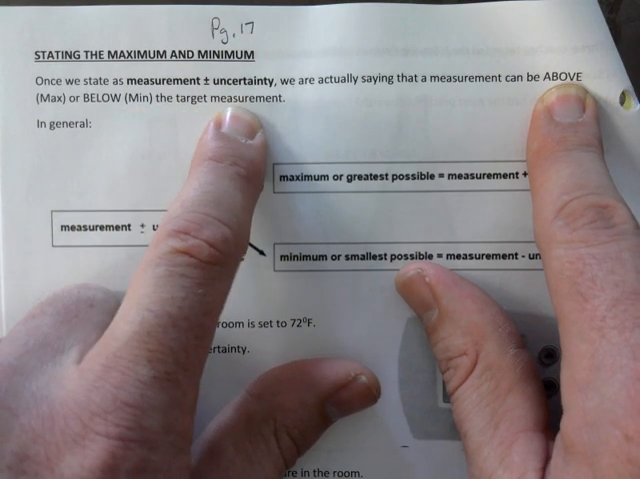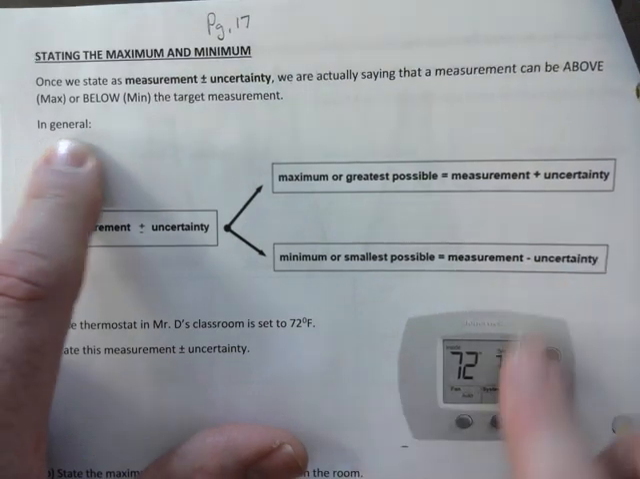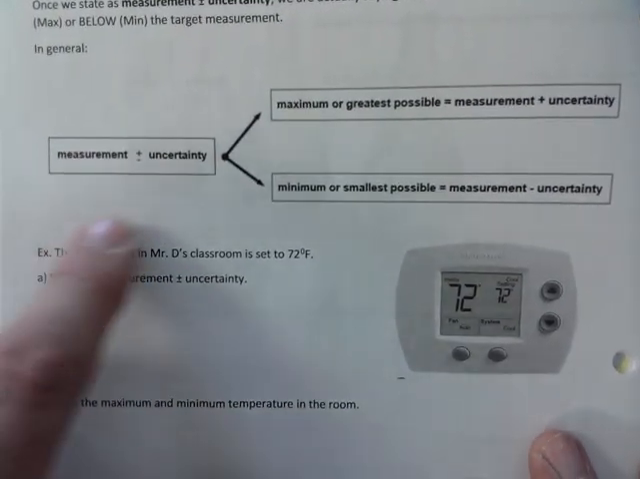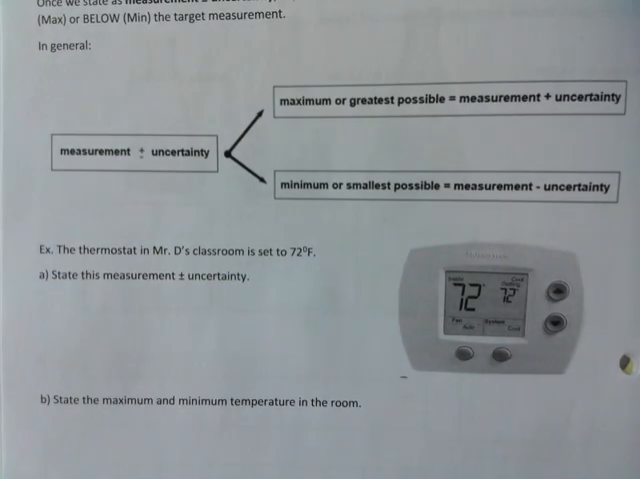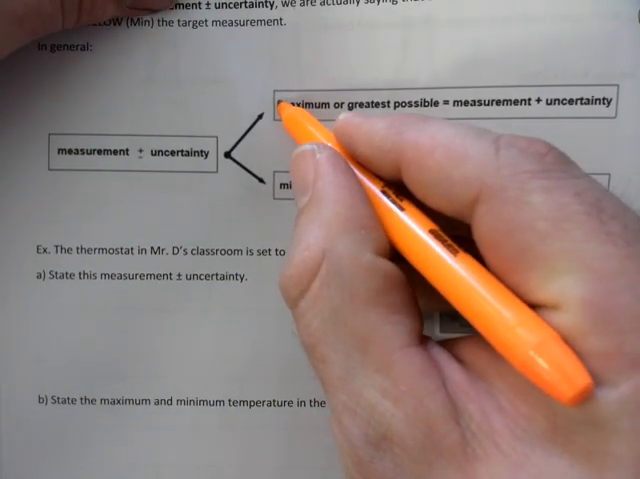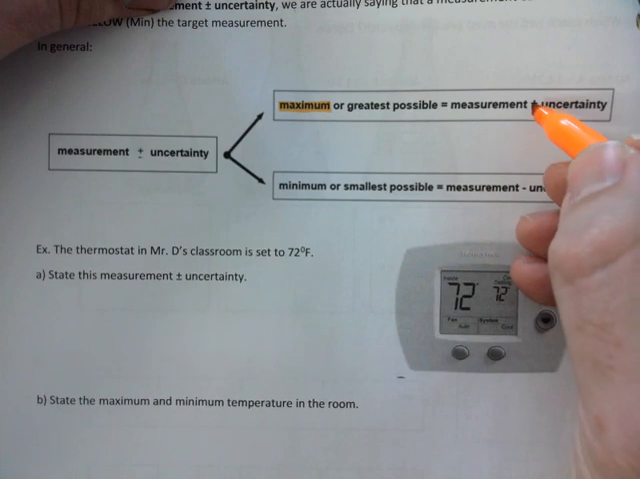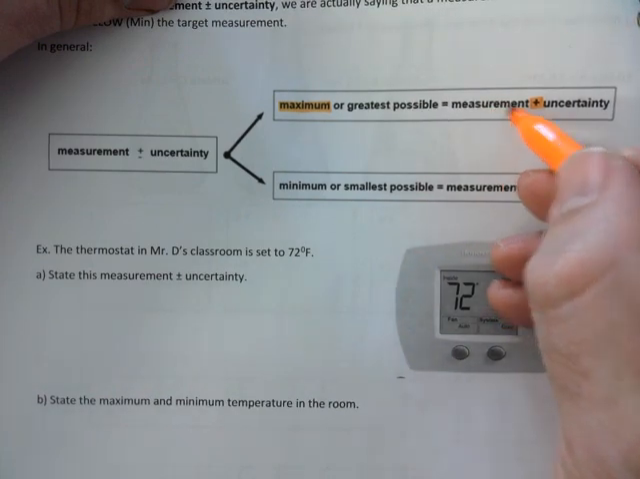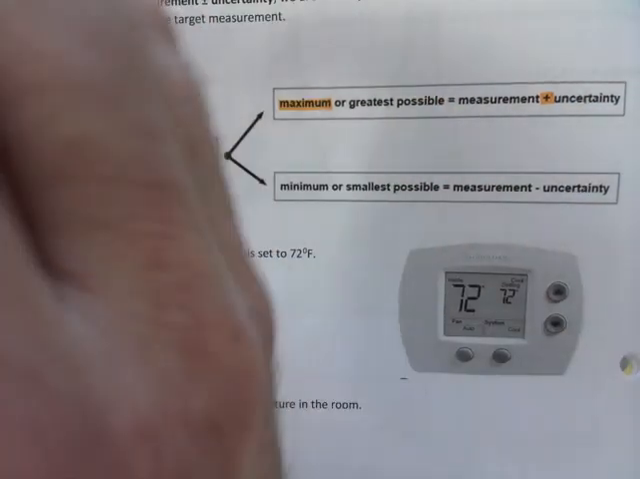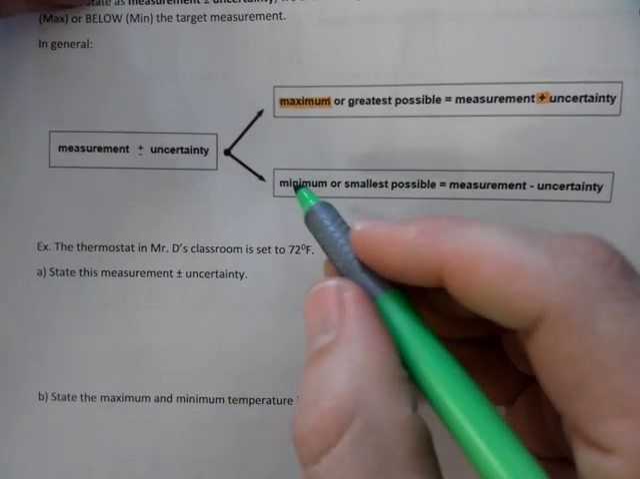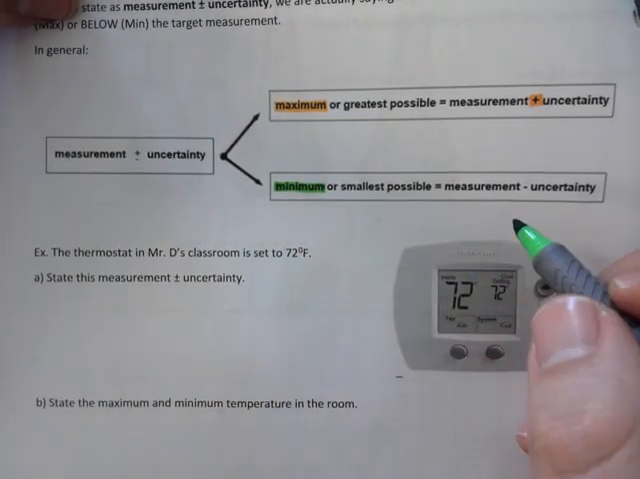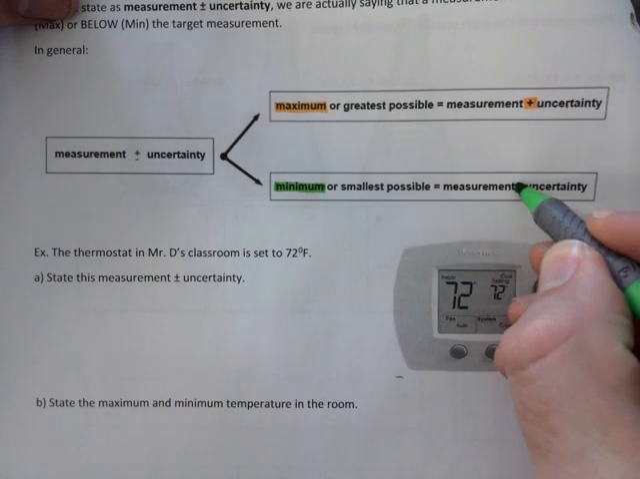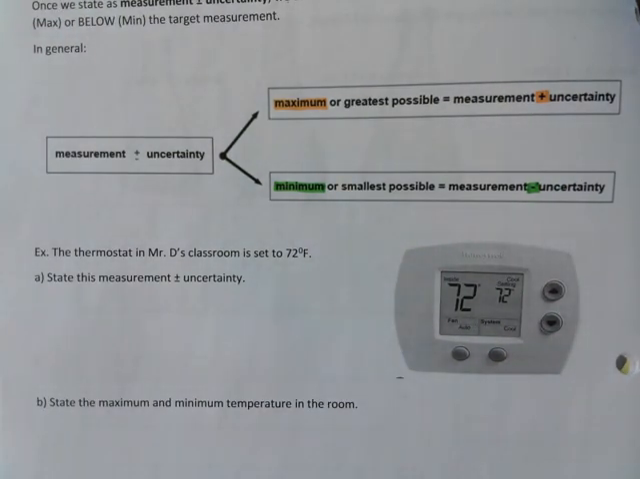The target, right? So in general, when you have the measurement plus or minus uncertainty, watch this. I'm gonna highlight max with orange and you're just gonna make sure you add the measurement and the uncertainty. And if you want to figure out the minimum amount that could possibly be there, then you just got to make sure you subtract. You go measurement minus uncertainty.